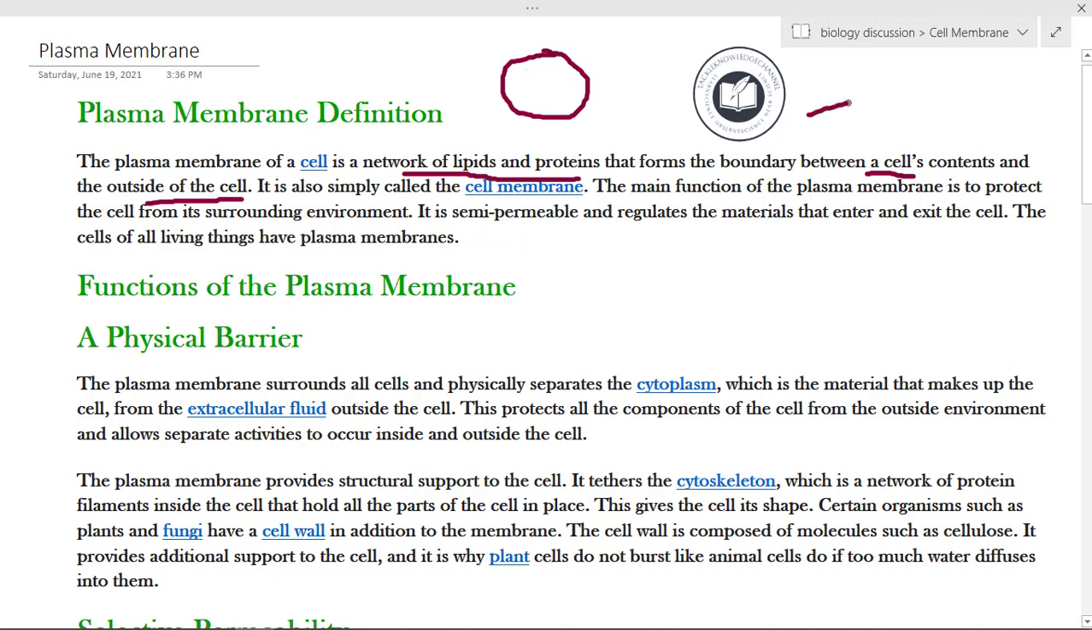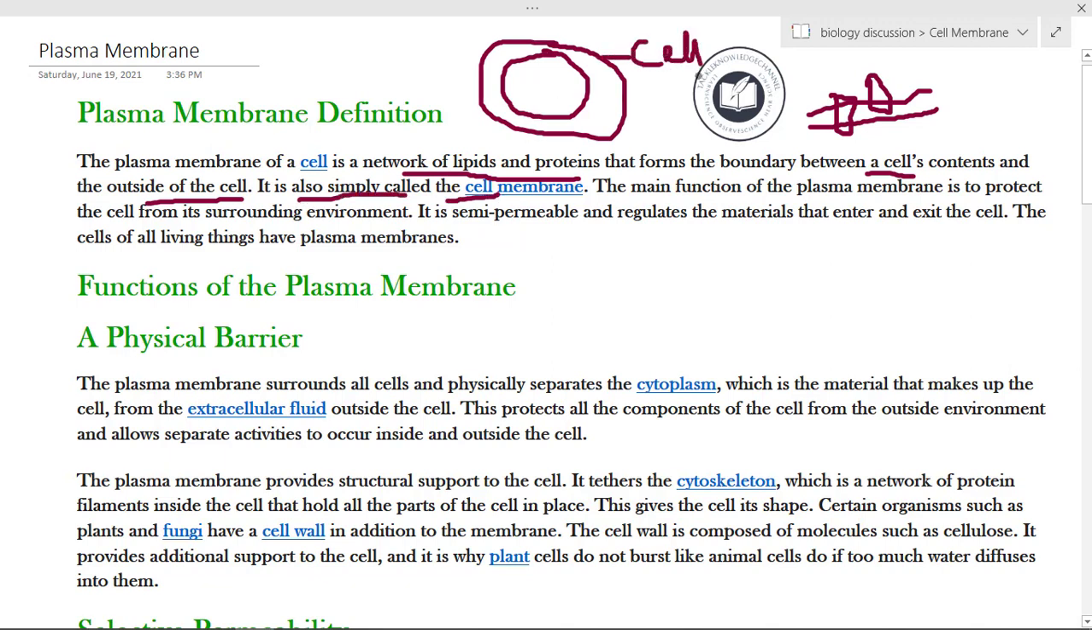As we have seen earlier, the cell membrane is in bilayer form, right? So in that bilayer form the proteins and lipids are embedded into the membrane. So it is forming a network of lipids and proteins that forms the boundary between a cell's contents and the outside of the cell. So it is forming a boundary of the cell. Okay, it is also simply called the cell membrane.